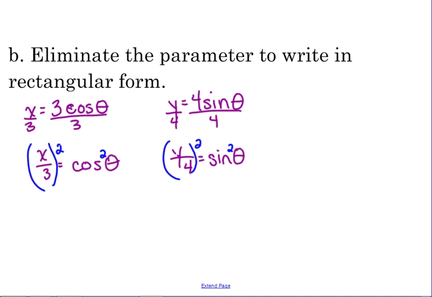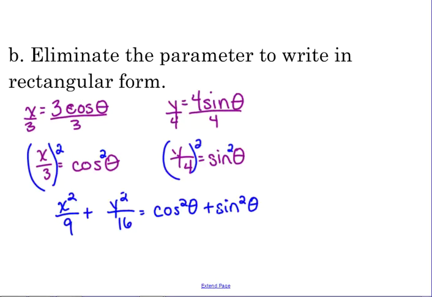And then we're going to add them together. So we've got x squared over 9 plus y squared over 16 is equal to cosine squared theta plus sine squared theta, which is, of course, equal to 1.